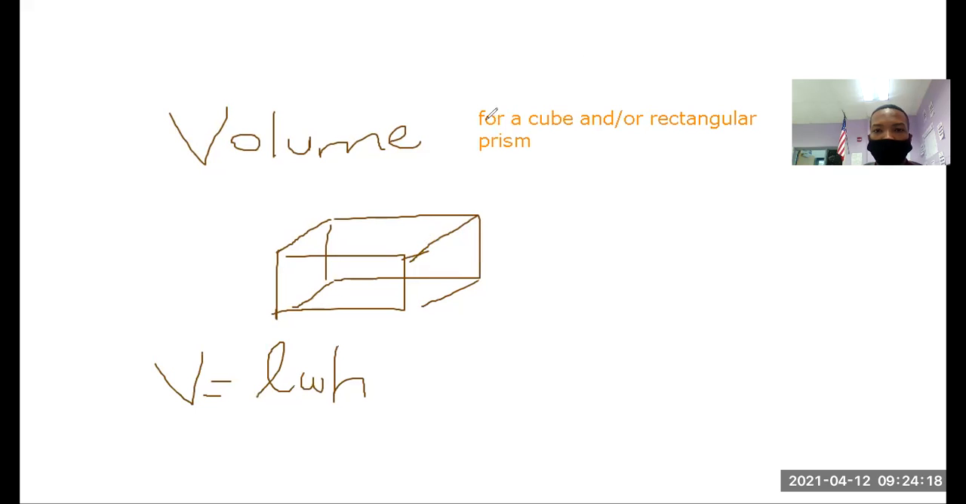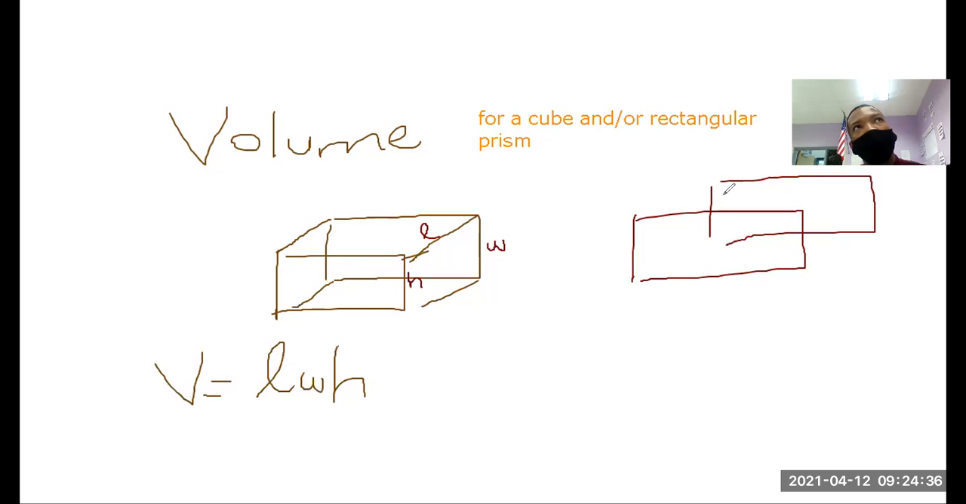We got the length. Use different colors for this. Length, the width, and the height. So if we have a question over here, go ahead and identify these as either cubes or rectangular prisms. Right? This is 6, this is 2, or say this right here is 8. And say all these are meters.